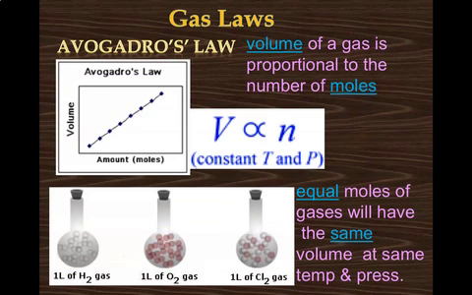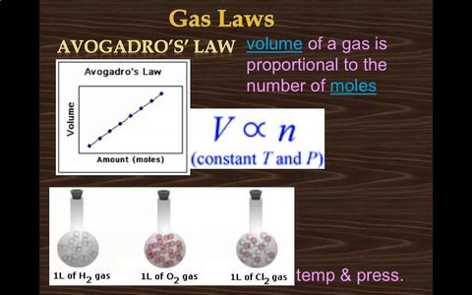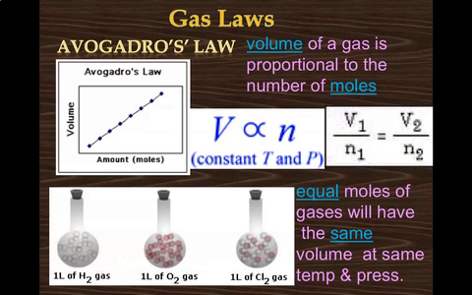So here's hydrogen, oxygen, and chlorine gas. They're all taking up the same amount of space, and they all have the same number of particles because they're equal moles. So this is the actual equation: V1 over N1, where N stands for number of moles, equals V2 over N2.